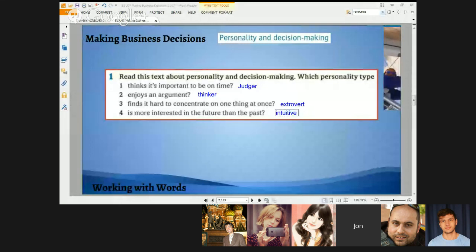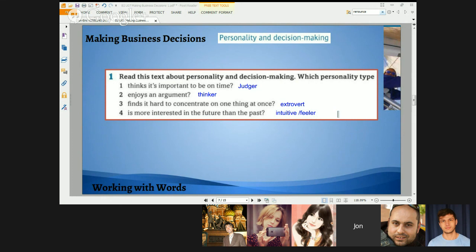Nice talking to you. So it's a feeler. A feeler. So we've got a feeler, often instinctive. Yeah, I agree. The feeler is instinctive. But hang on a second. No. Wait a second. We've got judger, thinker, extrovert, intuitive, and feeler. We have to choose one of those for number 4.